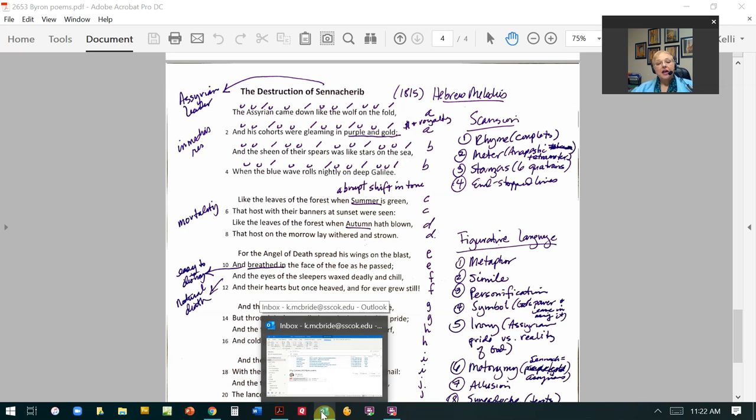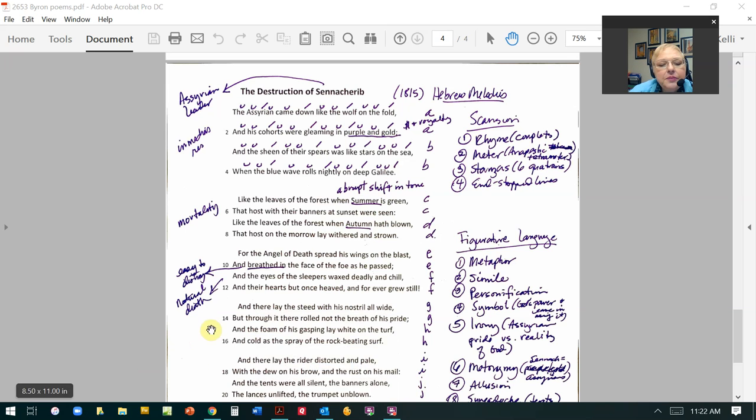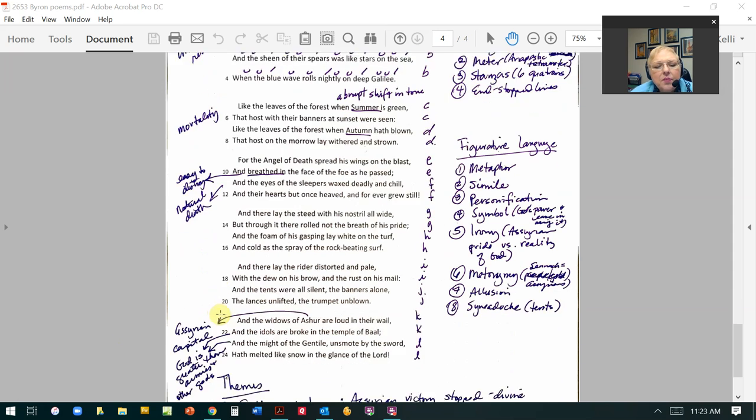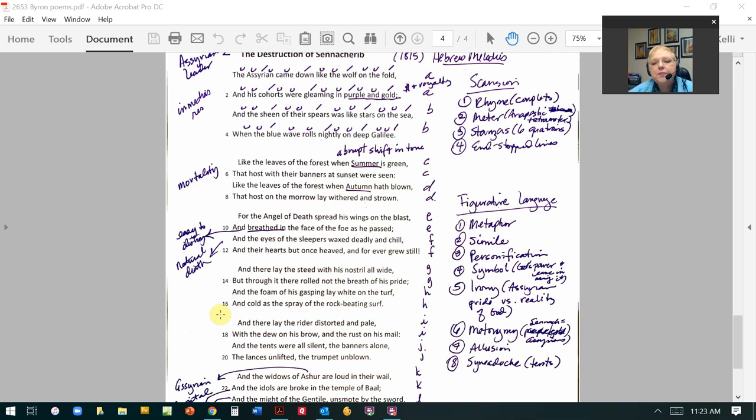But we have a metaphor, right? And we have simile. We have lots of simile, right? Like the leaves of the forest, like, there's another one, like a wolf on the fold, right? And we do see metaphor. Where is one? I can't think of where I marked it. I'll probably see it here in a little bit.